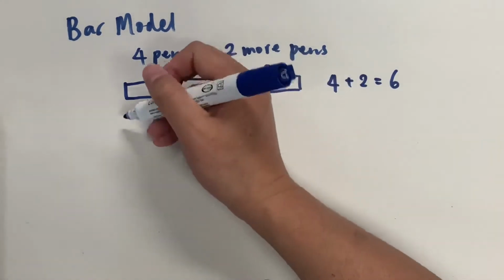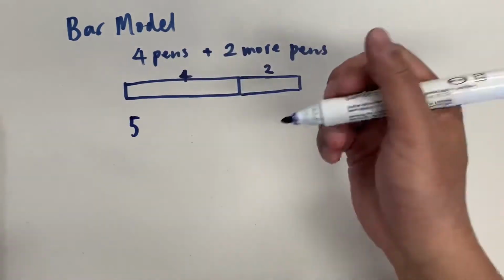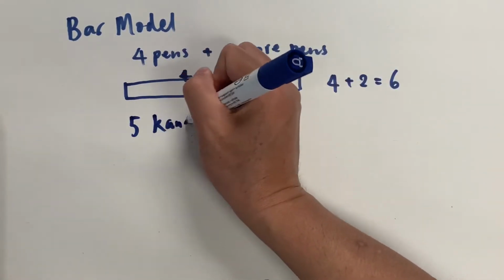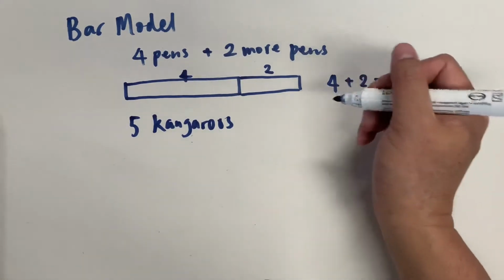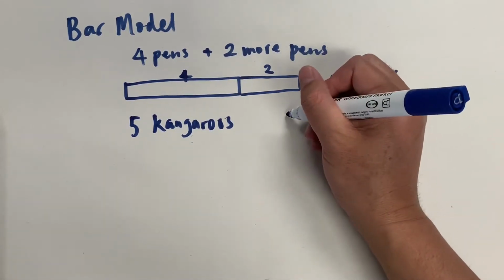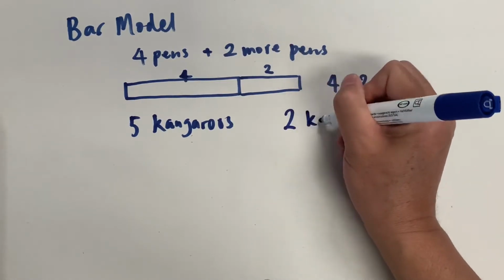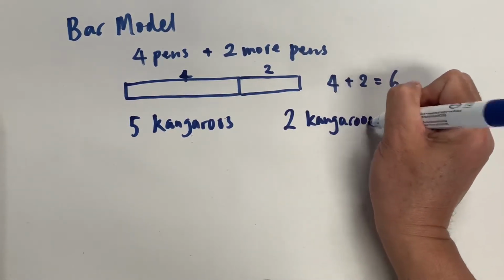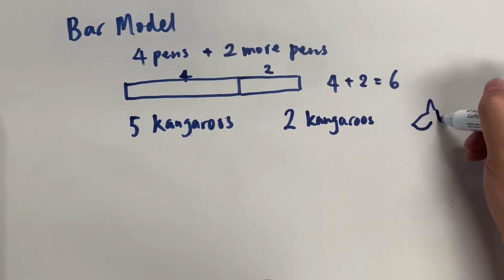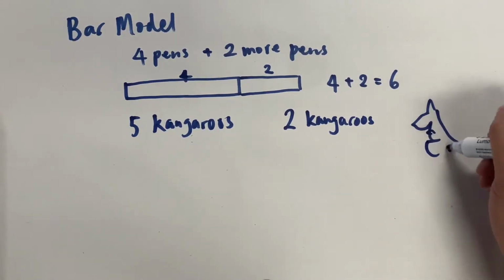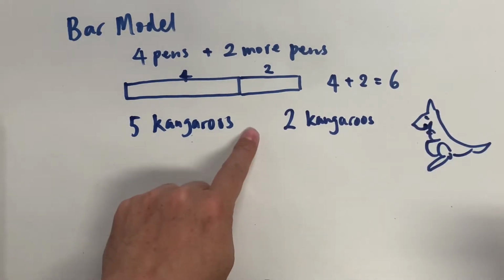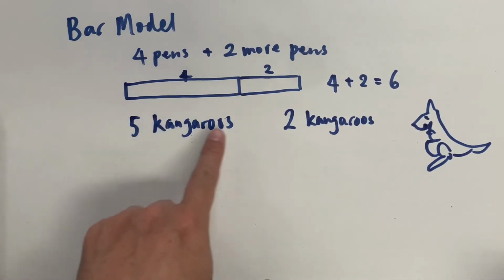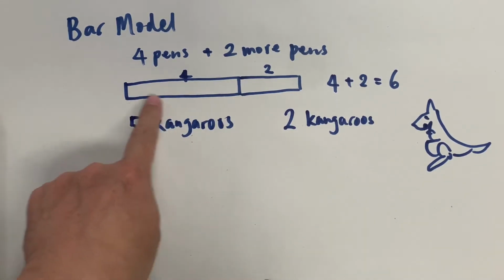Ready? So I found 5 kangaroos in my garden. This is Australia. It happens sometimes, I guess. Then 2 more kangaroos came into the garden afterwards. Should I just draw a kangaroo too? So there you go. Kangaroo. Now, how many kangaroos are there altogether in my garden? I know it's simple. We're practicing the bar model.